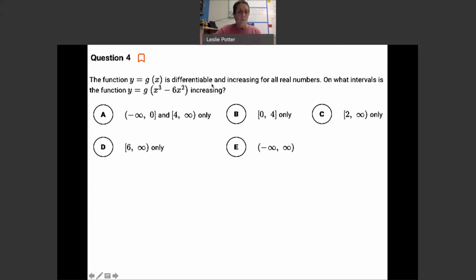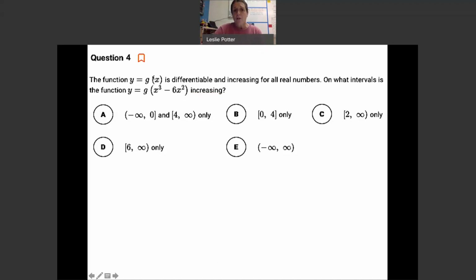Differentiable, which means we're not going to run into non-differentiability problems. We're not going to have cusps and corners and stuff like that. The derivative is defined everywhere. And increasing, which means the derivative is positive for all real numbers. On what interval is the function g of x cubed minus 6x squared increasing?